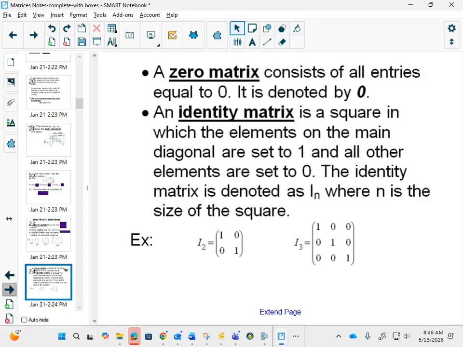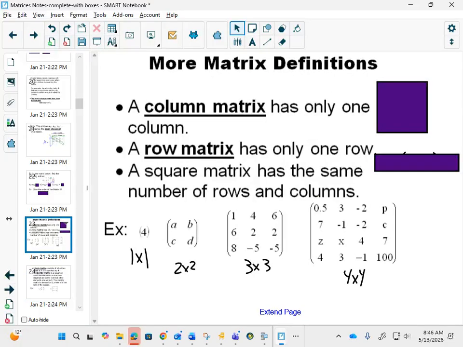A zero matrix. Yes, question. Could the 1 by 1 also be a column matrix or a row matrix? Yes, it's like the super column, row, square matrix. Yes.